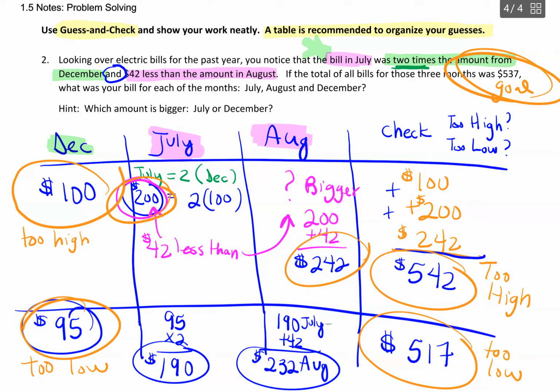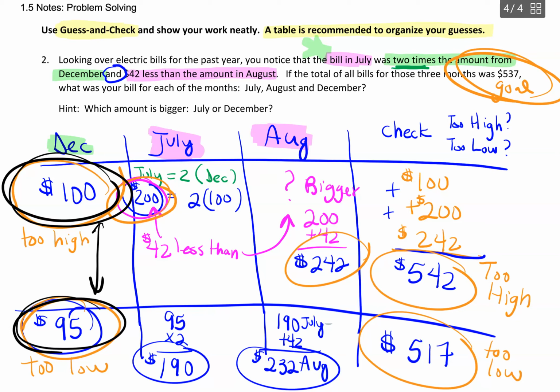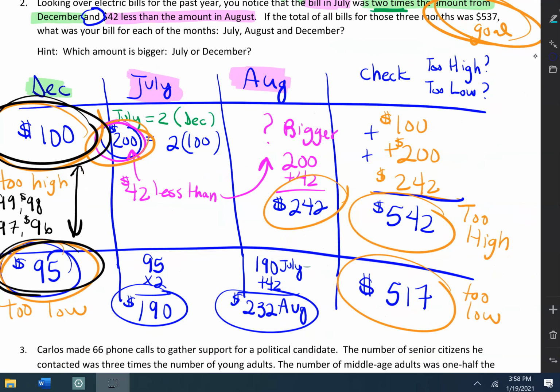Okay, but that's okay. Look at the progress we've made, y'all. We know that 100 was too high of a guess for December. 95 was too low. So my guess has to be somewhere between that. It could be $99. It could be $98. It could be $97. It could be $96. It could be a decimal amount between there, but I'll just tell you it's a whole number. We won't be that mean to you. So I'm just going to continue this process with these possible numbers until I guess a number for December and follow all of the clues to create the other numbers for July and August. And I find a combination that adds to my goal.